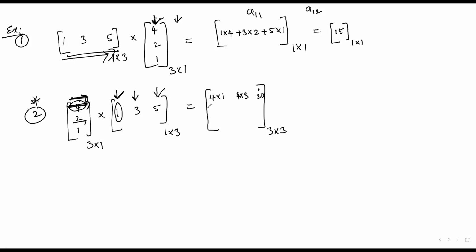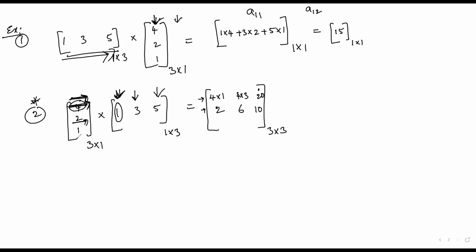Second row, then you should come to second row: 2, 6, and 10. Second row, you multiply with first column. Second row, first column element. That is 2 into 1, 2 into 3, 6, 2 into 5, 10.